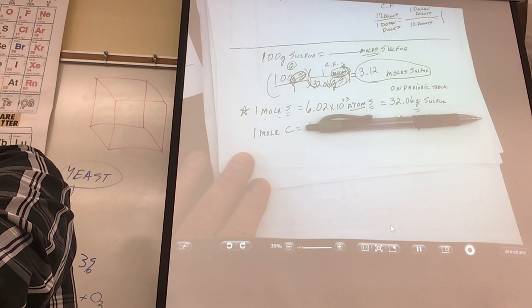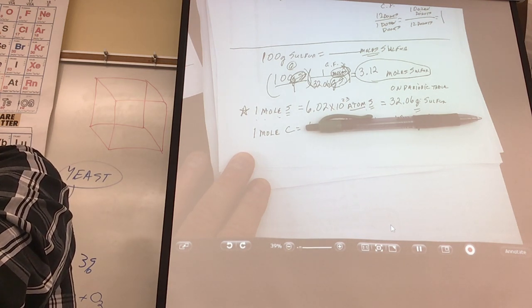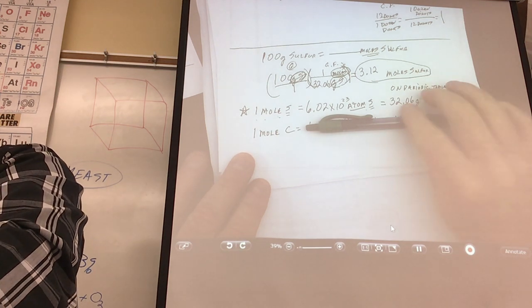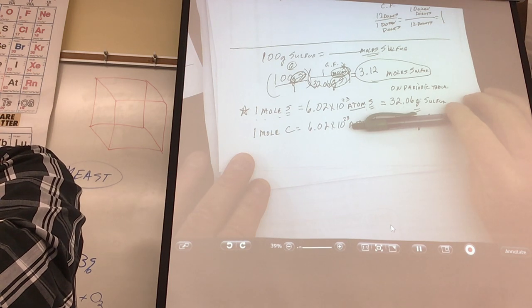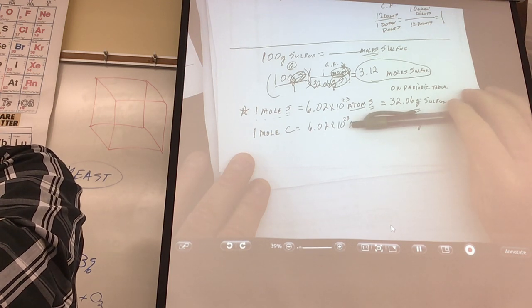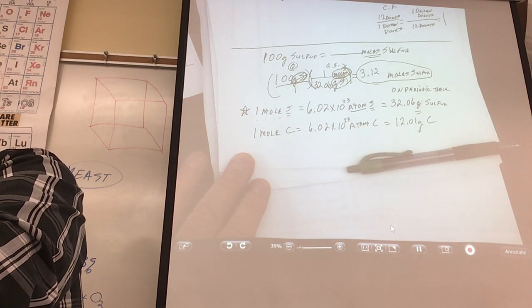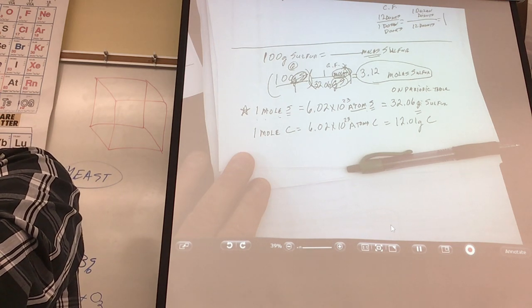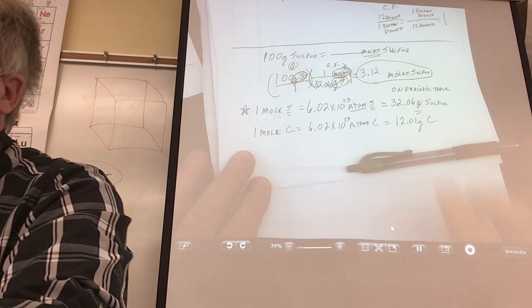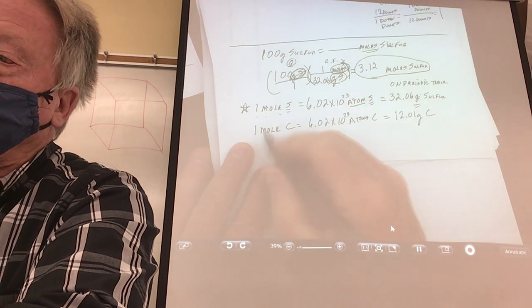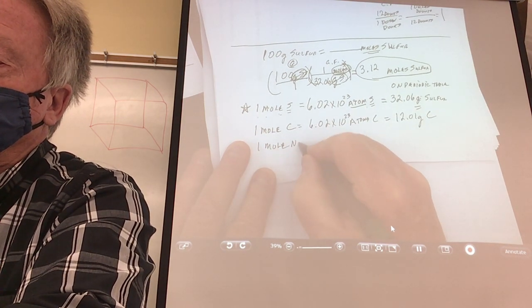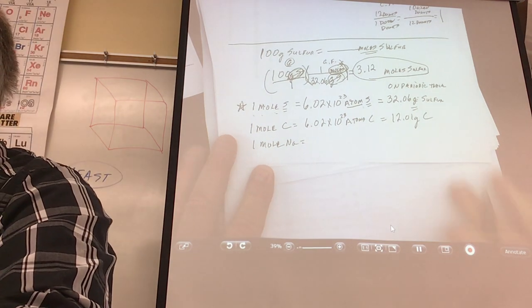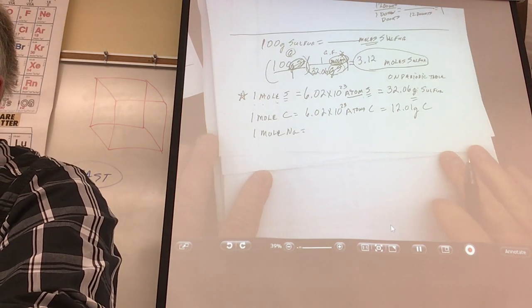Mag, atom, 1 mole, help me out. 6.02 times 10 to the 23rd what? Atoms of carbon equals, and I got to look on the periodic table, don't I? Yeah. And that's how many grams. Now, can you do that? Yeah. All right, I'll do one more. If you do this right, I'm going to move on. 1 mole of sodium. You finish it on your paper.